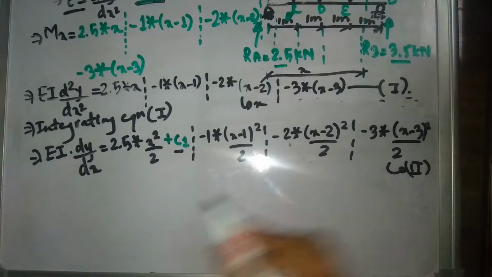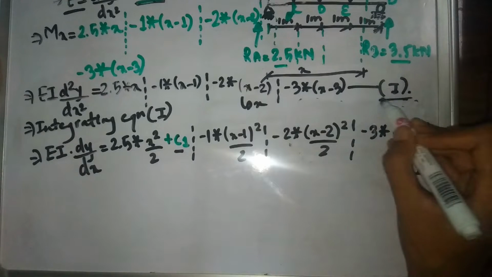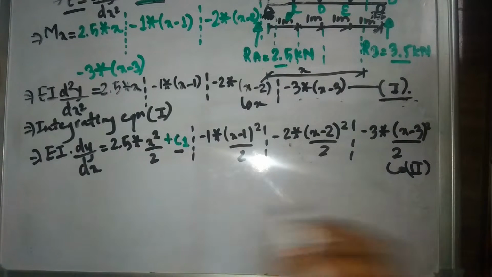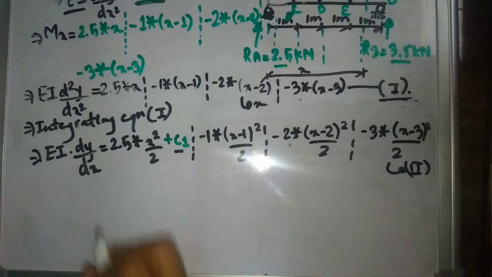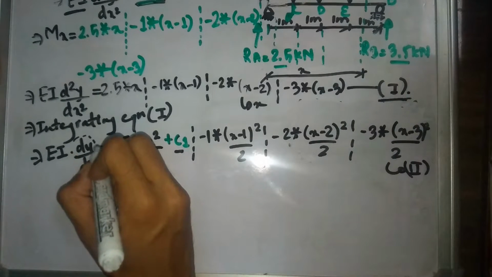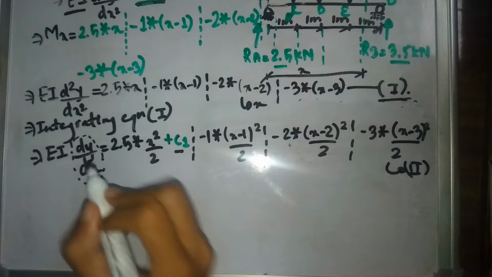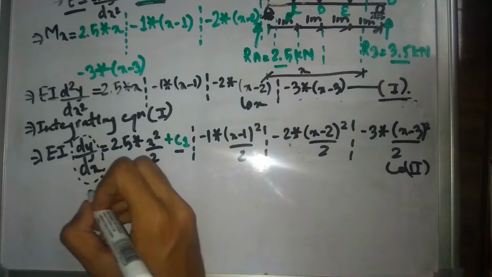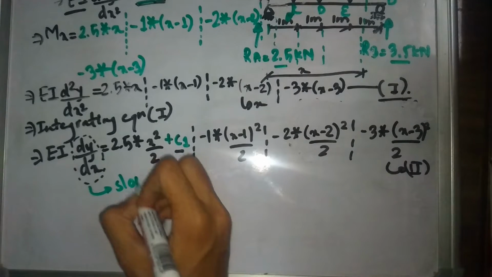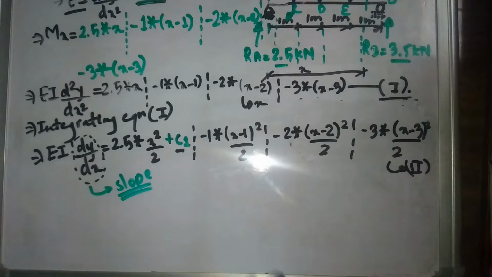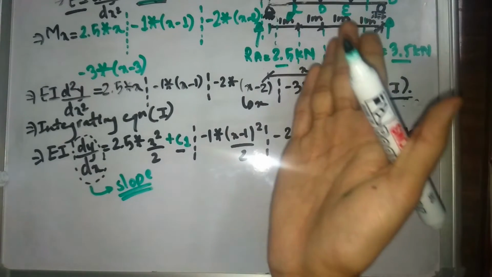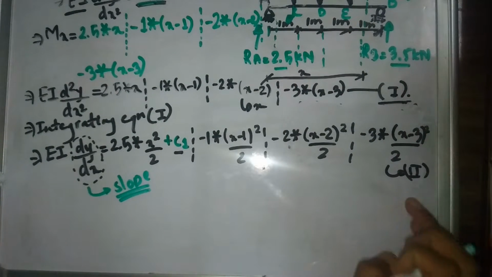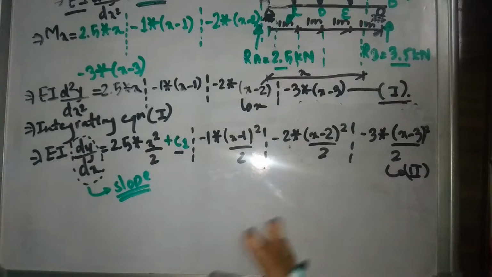As you can see over here, on integrating our equation 1, we have got this equation 2. In our equation 2, what you can see is that we have found dy by dx. So what does dy divided by dx refer to? Our dy by dx refers to our slope. If we need to calculate the slope of this beam, we are going to use our equation 2. You can note down till over here. This equation 2 is going to be very important.